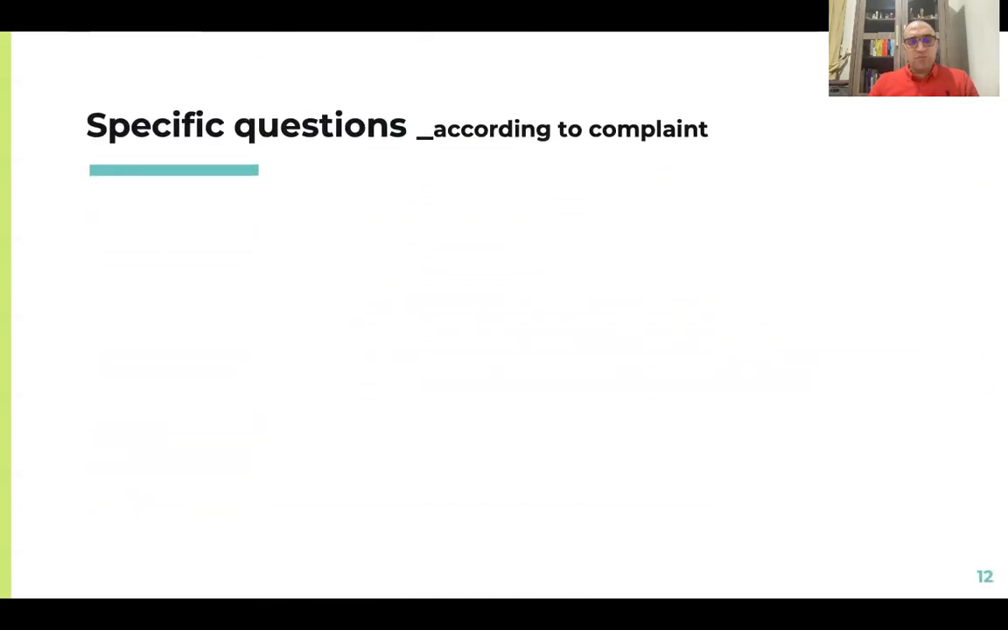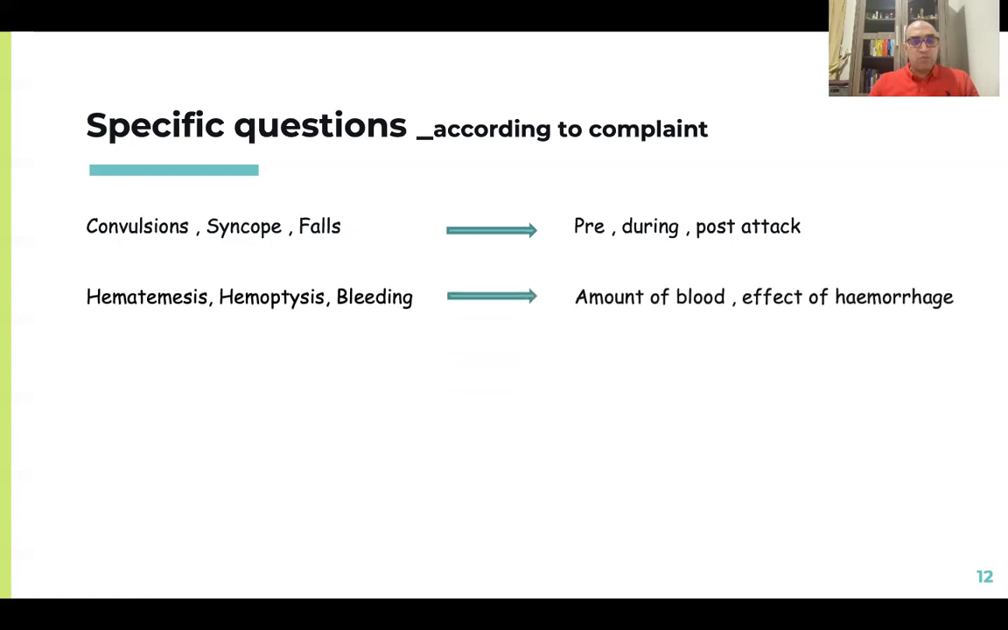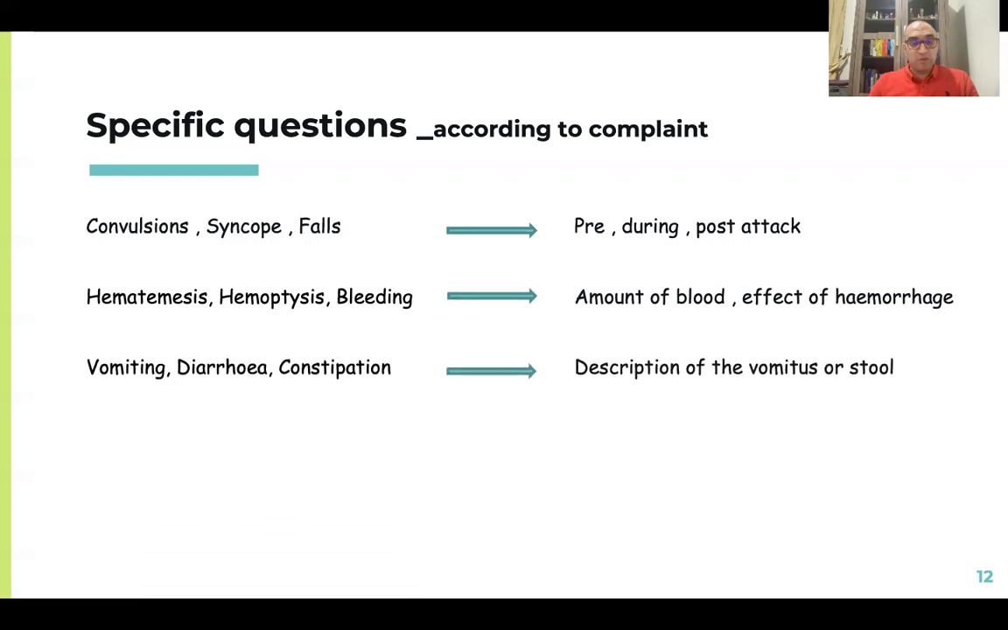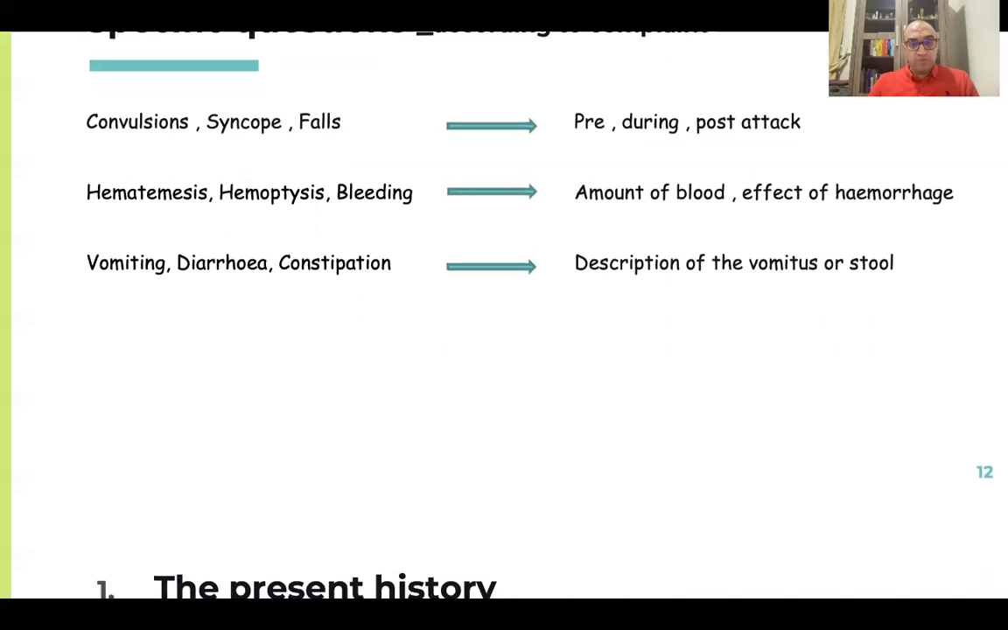Always search for specific questions, and you have to memorize some specific questions for some complaints. For convulsions, syncope, and falls, you have to ask about pre-attack, during the attack, and post-attack. For complaints like hemoptysis, and bleeding complaints like bleeding rectum, you have to ask about and verify the amount of blood and the effect of this bleeding and hemorrhage. For vomiting, diarrhea, and constipation, you have to ask about the description of the vomitus or stool: color, odor.